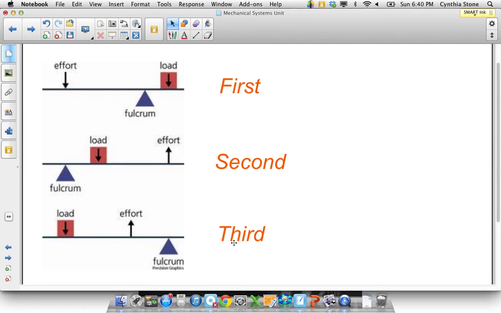And the third class lever is if the effort's in the middle. So the things that you'll want to remember over time is in first, the fulcrum's in the middle, in a second, the load is in the middle, and in a third, the effort's in the middle. And like I say, you'll start to see more examples of that as we move on.